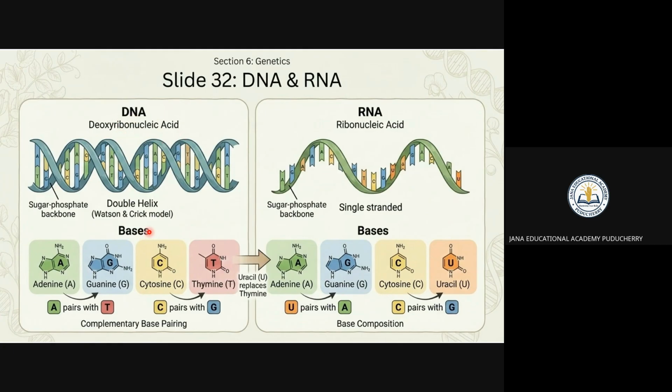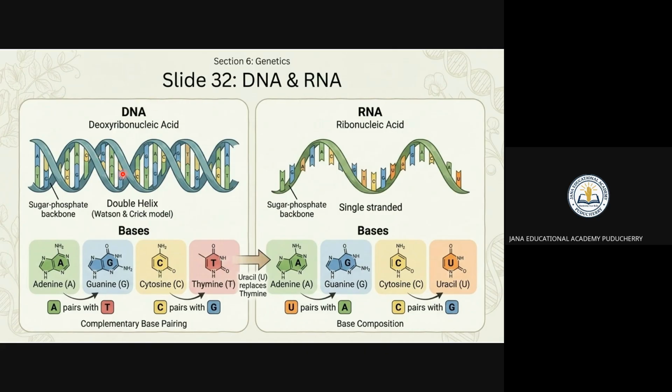What are the bases there? For the deoxyribonucleic acid, you can see adenine, guanine, cytosine, and thymine, right? So these are the things. You can see that cytosine is going to pair with guanine, CG, and adenine is going to pair with thymine. So these are the bases for the genetic material deoxyribonucleic acid.